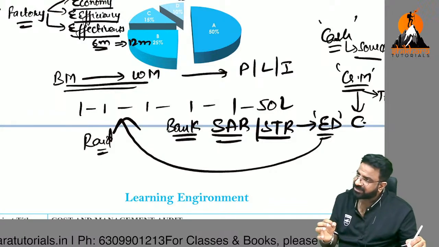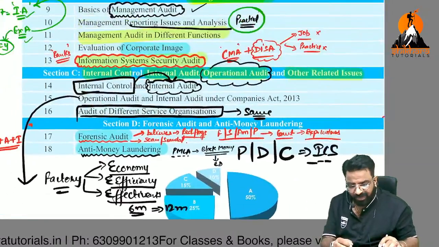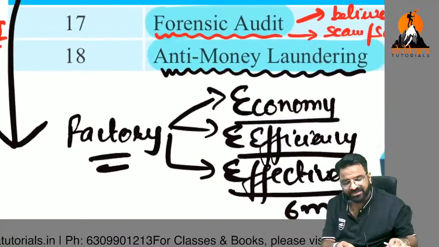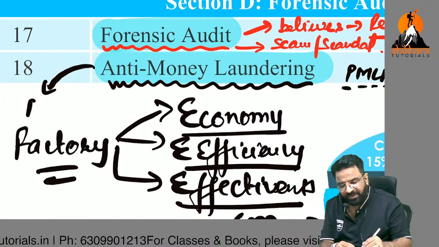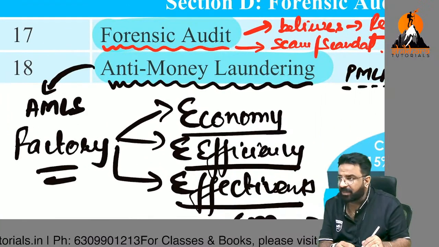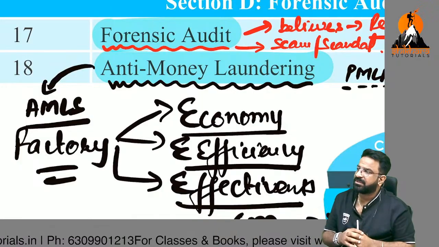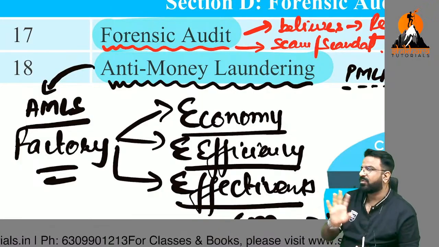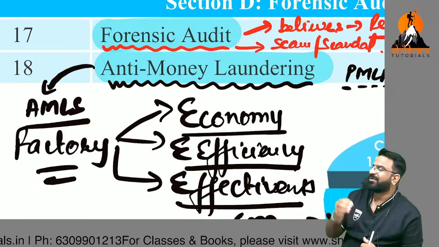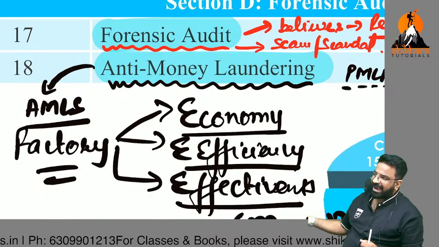So that's the reason we have to be very good in AMLS. What do you mean by AMLS? Anti-money laundering standards. Are you getting the point? We have to be very good. Don't worry, that is not in your portion. But we have the Money Laundering Act in our portion.